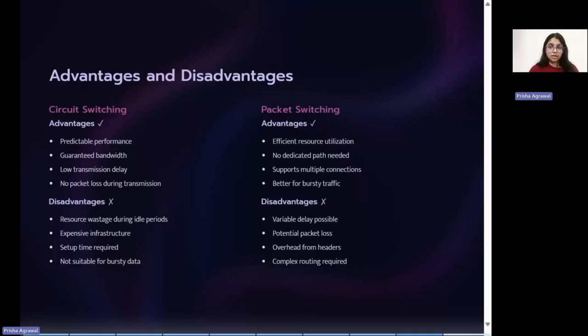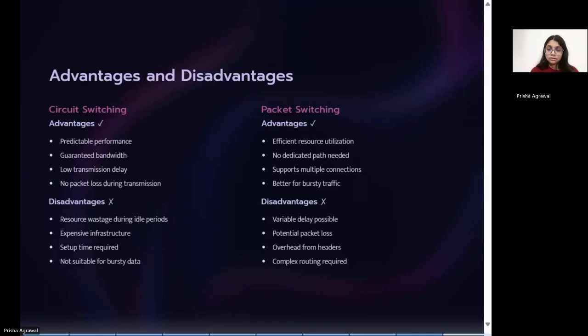Another advantage is guaranteed bandwidth. Since the communication channel is dedicated to a single pair of users, the available bandwidth remains constant and is not affected by other users on the network. Circuit switching also provides low transmission delay after the connection is established. Once the circuit is created, data can flow continuously without interruption. Another benefit is that circuit switching typically does not experience packet loss during transmission, since the communication path is dedicated and controlled. So there is absolutely no packet loss.